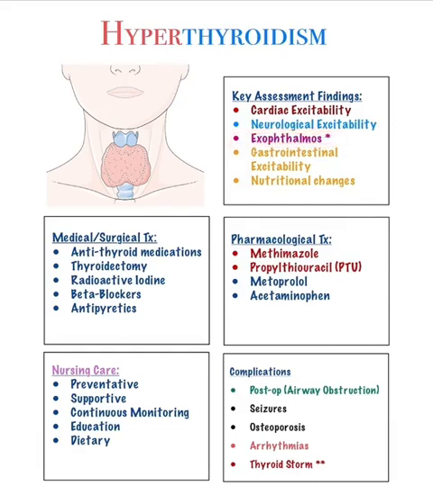Exophthalmos is a condition in which the eyes bulge out, which is a key characteristic of hyperthyroidism. We can also expect to see nutritional changes because of hyperthyroidism, and that includes weight loss and increased appetite.